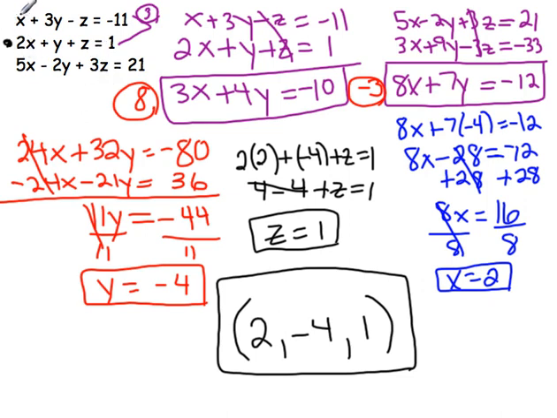If I did that real quick, 2 plus negative 12 minus 1. 2 plus negative 12 is negative 10. Minus the 1 would be negative 11. Works for the first one. 2 times 2 is 4, plus negative 4, that'd be 0. 1 equals 1. Works for the second one. 5 times 2 is 10, plus 8. Just kidding. 10 plus 8 is 18, plus 3 times 1 is 3. 18 plus 3 is 21.